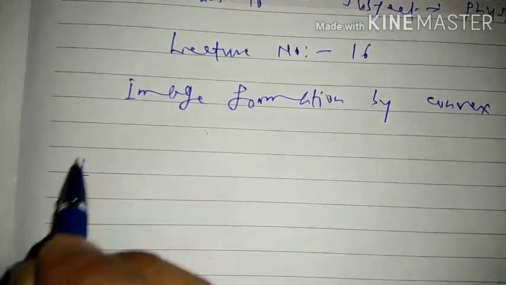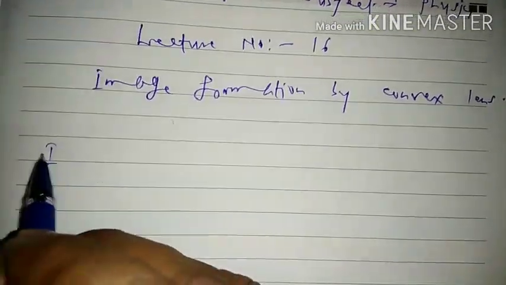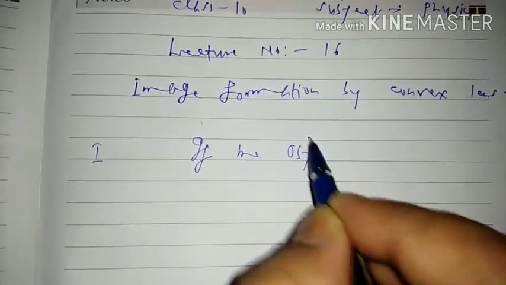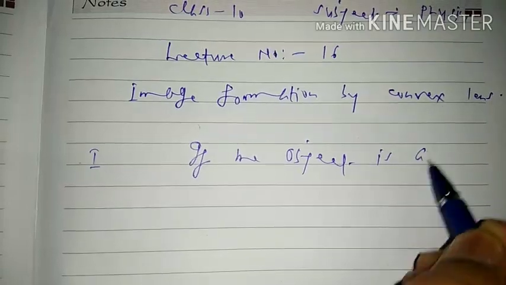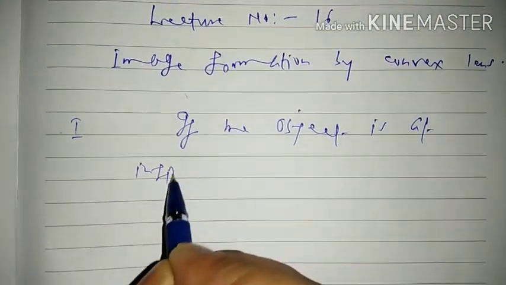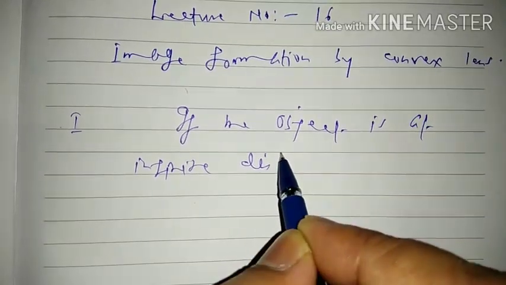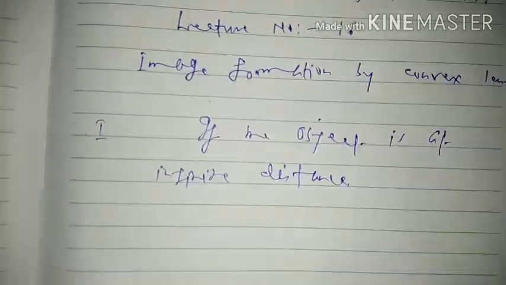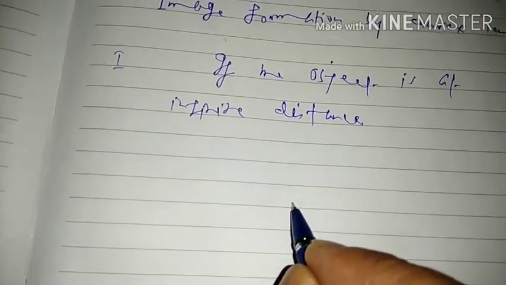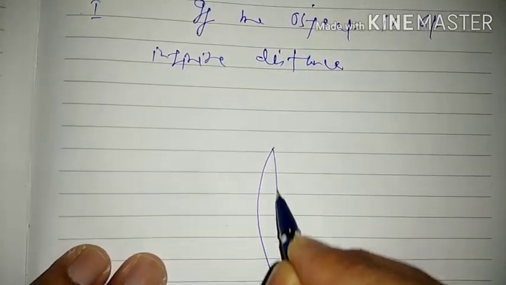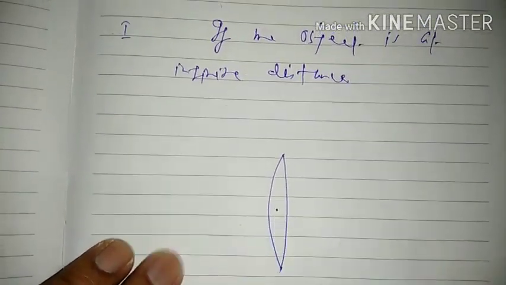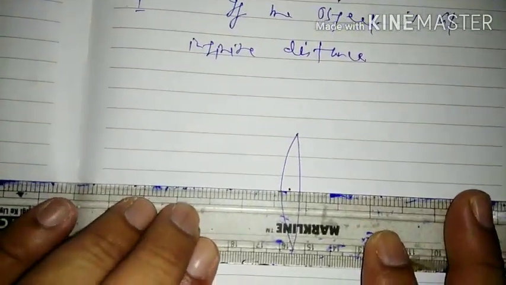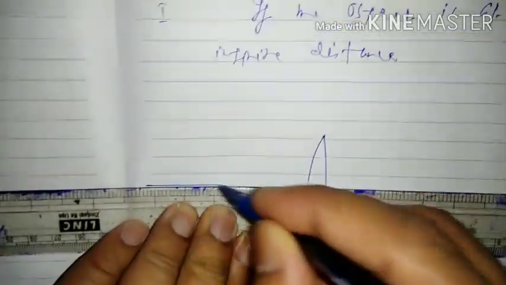So first, if the object is at infinite distance. Suppose in first case the object is at infinite distance. So we take a convex lens. Suppose this is a convex lens. This is optical center. This is our principal axis.